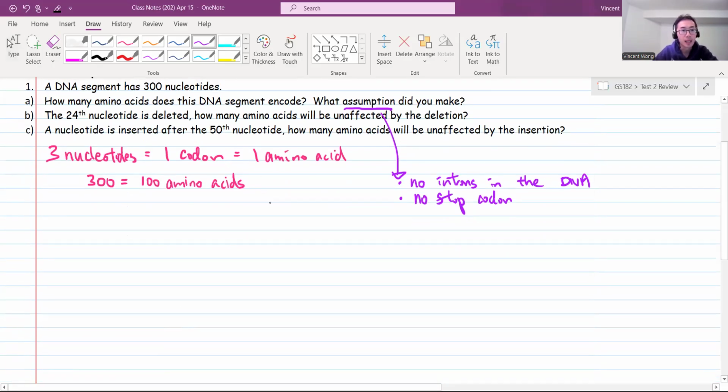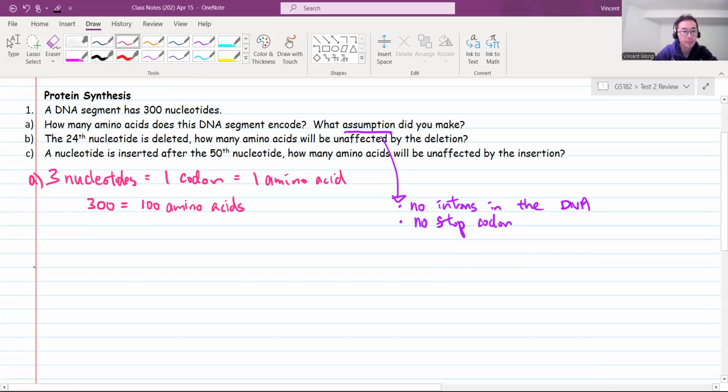Moving on. That was A. B: the 24th nucleotide is deleted. How many amino acids will be unaffected by the deletion? If it's the 24th nucleotide, that means 24 divided by 3. What's 24 divided by 3? 24 divided by 3 is 8 amino acids. So these first 8 amino acids will be okay.